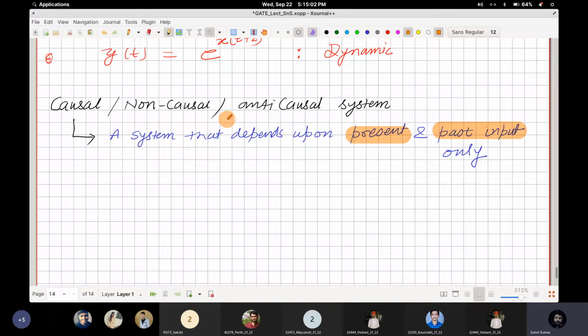As you can see, all the physical systems that you will see depend upon either present input or past input. They can't see the future. In real time, you will never know what the future input will be, right? So your output can't depend upon something that is not going to happen in real time. That's why these systems are also called physical systems. So another name for this causal system is physical system.